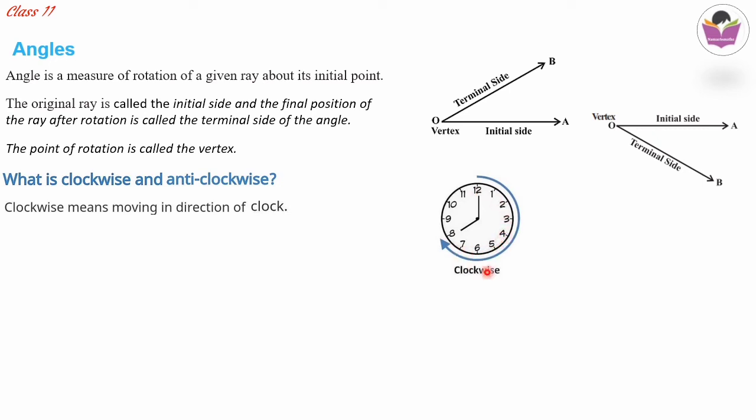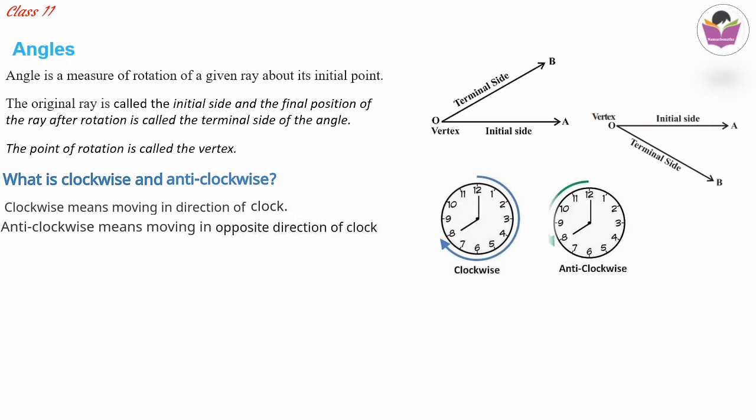So this is the clockwise direction, and anti-clockwise means moving opposite to the direction of the clock. As we know the clock is moving towards the right, if we move towards the left, it is the anti-clockwise direction. Clockwise means from 12 we come to 1, then 2, 3, moving towards the right. Anti-clockwise means from 12 we come to 11, then 10, then 9, moving towards the left. This is the anti-clockwise direction.